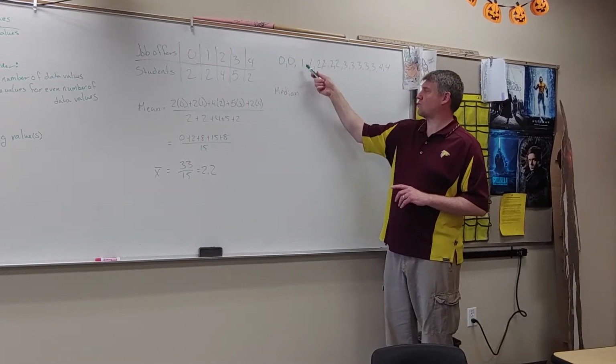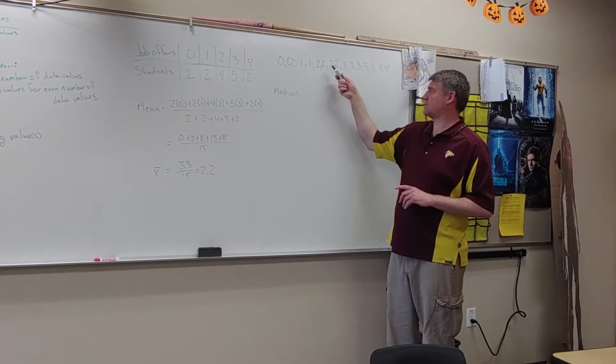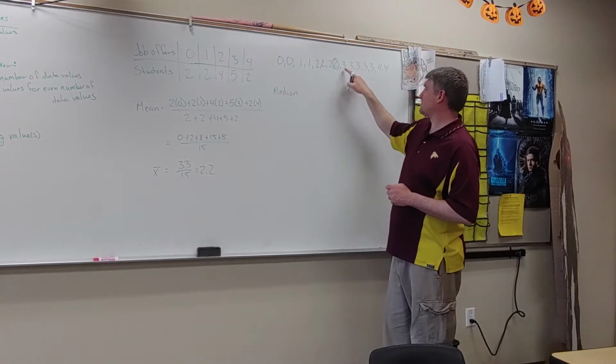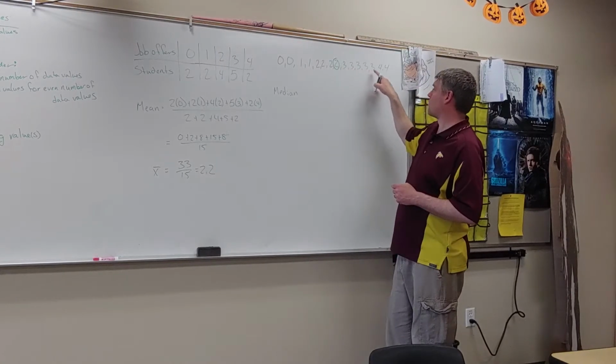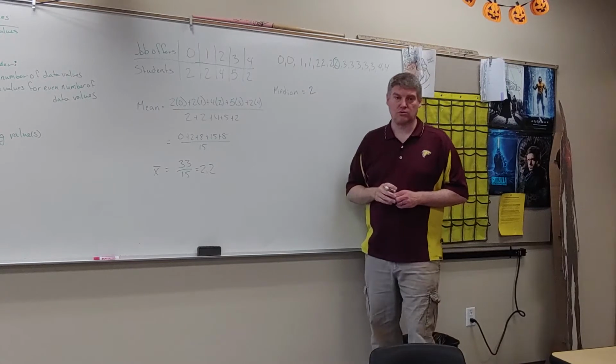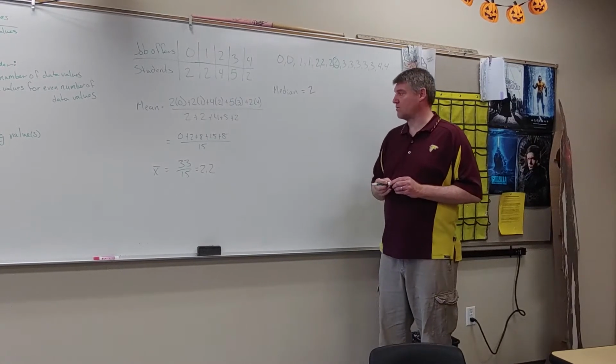1, 2, 3, 4, 5, 6, 7, 8. There should be 7 on this side. 1, 2, 3, 4, 5, 6, 7. So our median is 2. It's the middle of our value.